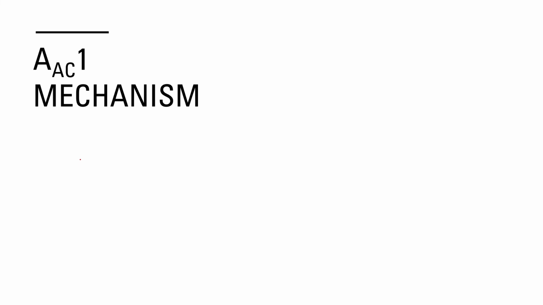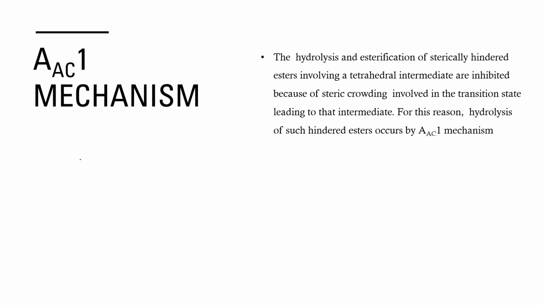नेक्स्ट AAC1. AAC1 is a very common mechanism. बहुत सिंपल सा मैकेनिज्म है. AAC1 कहां पे होता है? AAC1 का मतलब क्या हुआ कि आपने एसाइल कार्बन और ऑक्सीजन के बॉन्ड को ब्रेक किया है एन एसिड कैटलाइज मीडियम. सो इट इज एसिड प्रोमोटेड एसाइल oxygen lysis, and this is first order. Okay, it is first order.